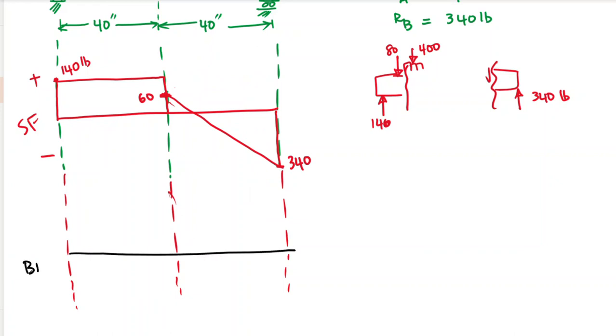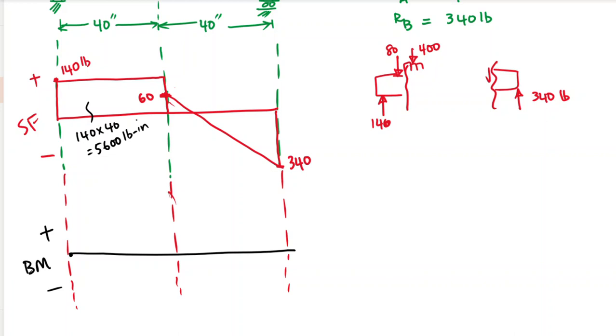That's a bending moment. Positive, negative. Okay. So first part, fairly easy, rectangular, that is 140 times 40. That's what you have, 140 times 40, which is 5600 pound inches. That is going to be a positive.